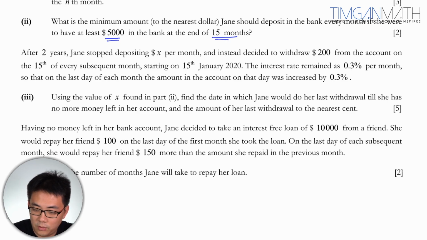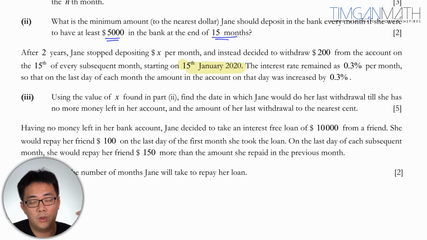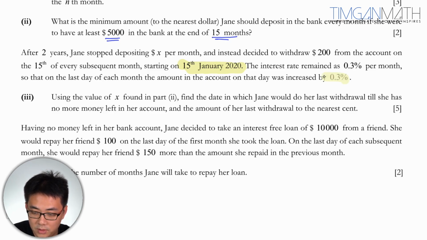Now, the reason why they tell you 15 Jan 2020 is because they want you to understand that you withdraw before the interest is being added, right? And so on the last day of each month, the amount was increased by 0.3%. Okay, great. So using the X value found in part 2, find the date which Jane would do her last withdrawal till she has no more money left in her account, and the amount of the last withdrawal.